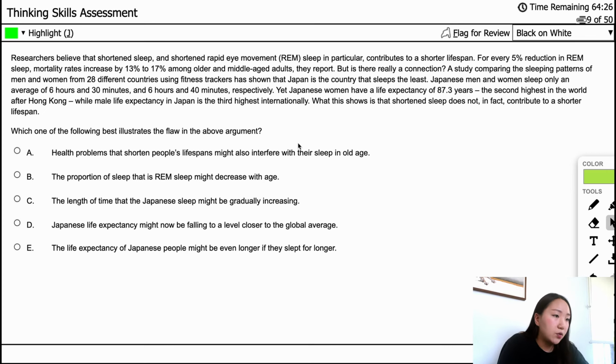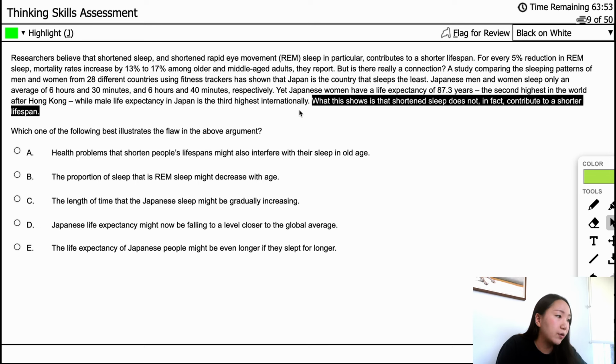Okay, so researchers believe that shortened sleep and shortened rapid eye movement sleep in particular contribute to a shorter lifespan. For every 5% reduction in REM sleep, mortality rates increase by 13 to 17% among older and middle-aged adults, they report. But is there really a connection? A study comparing the sleeping patterns of men and women from 28 different countries using fitness trackers has shown that Japan is the country that sleeps the least. Japanese men and women sleep only an average of 6,030 minutes and 6,040 minutes respectively, yet Japanese women have a life expectancy of 87.3 years, the second highest in the world after Hong Kong, while male life expectancy in Japan is the third highest internationally. What this shows is that shortened sleep does not, in fact, contribute to a shorter lifespan.